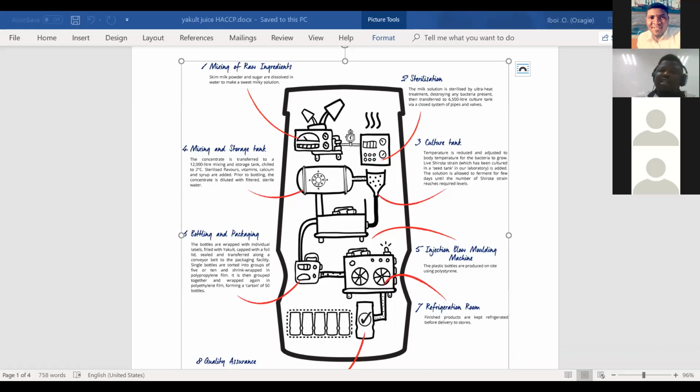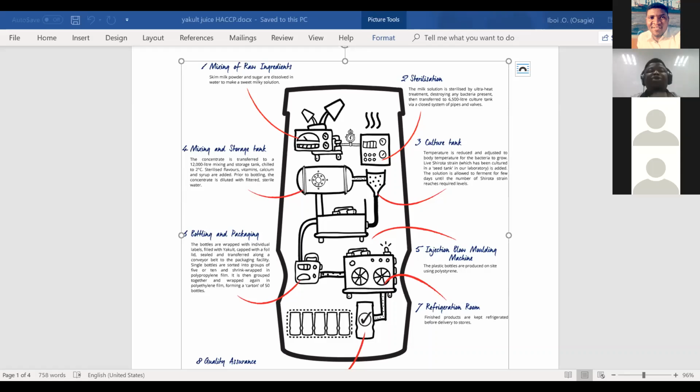So we've looked at the flow chart. Another thing is for us to verify the flow chart, to be sure that you have not missed out any step, because it's very, very important. The step you missed out could be a CCP. That is why the HACCP team will have to verify the flow chart that has been done by Chidima or Kingsley for Dominic and Osage Foods Company.